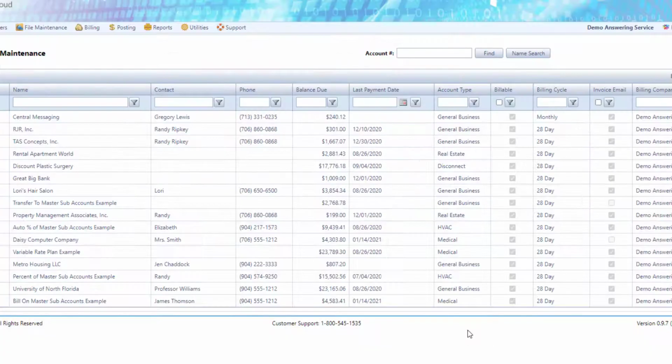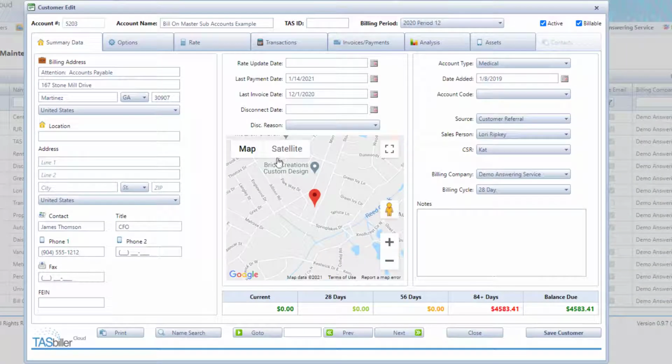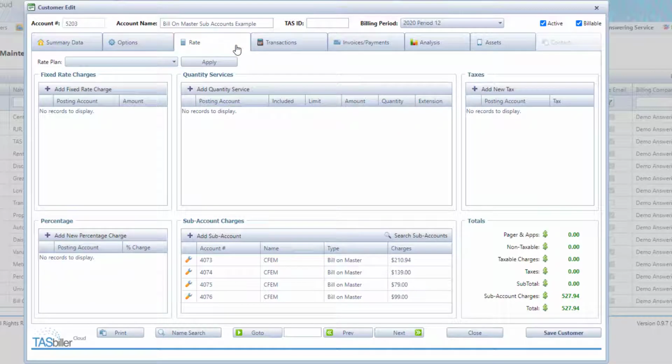Now the next most popular type, probably the most popular type, is the bill on master. This is the situation where you have multiple sub-accounts, and each sub-account has its own rate plan. So this client wants to get one invoice, wants to have each office with its own rate plan. Each office is charged based on that office's usage, but they get one invoice for the grand total.